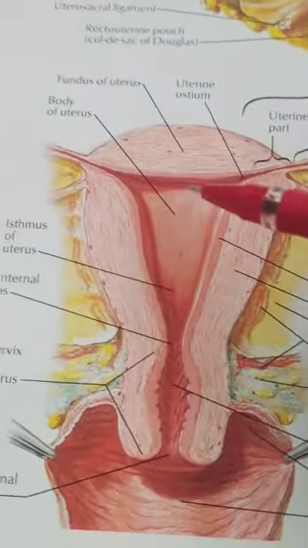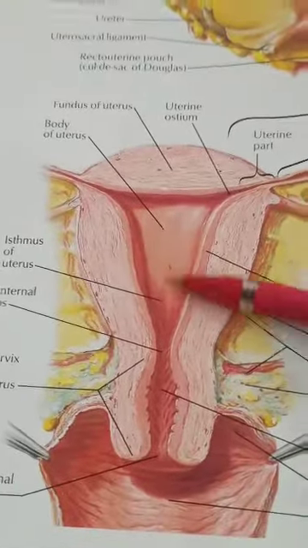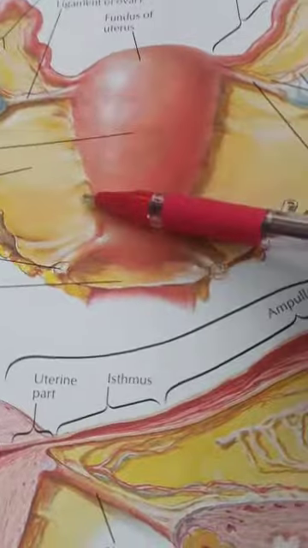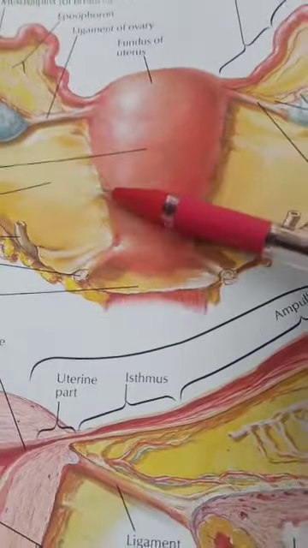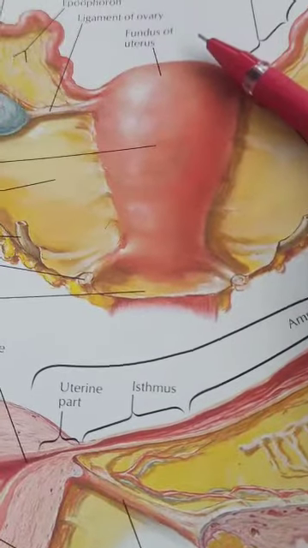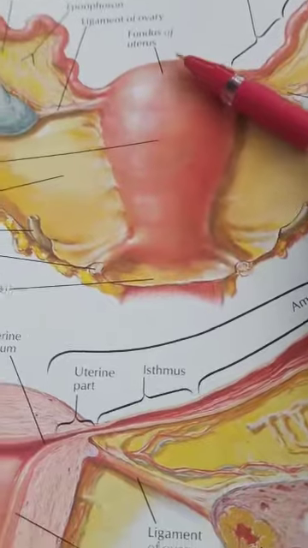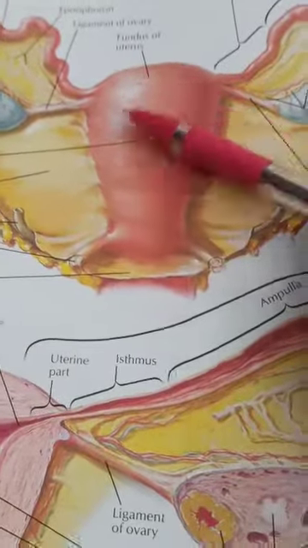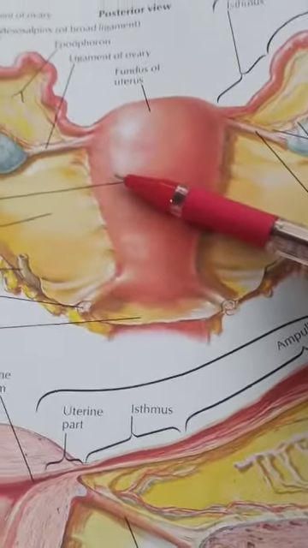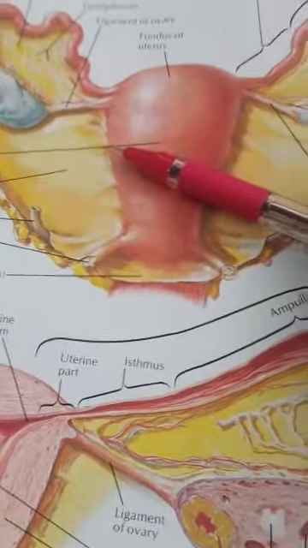And then there is the body. This is the body of the uterus. Anteriorly there is the anterior surface or vesical surface, which is flat, and the posterior surface is convex. The anterior surface is related to the urinary bladder, and the posterior surface is related to the rectum.